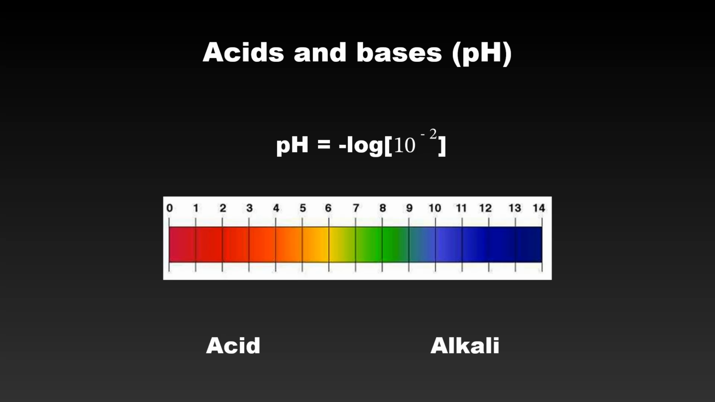On the other hand, if we add OH minus, so negative ions, into the water, we will decrease the amount of positive hydrogen ions, because when OH minus combines with positive hydrogen ions, it forms water. So in our equation, instead of the minus logarithm of 10 to the minus 7, we will have, say, the minus logarithm of 10 to the minus 10. Again, if we calculate that, our pH will be 10, which means it's a base or alkali.